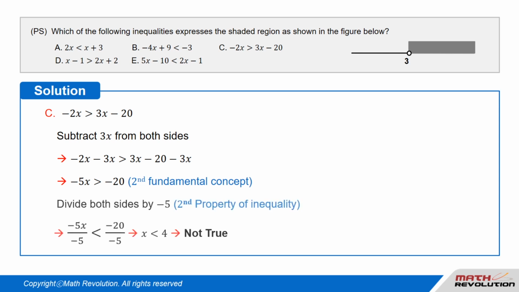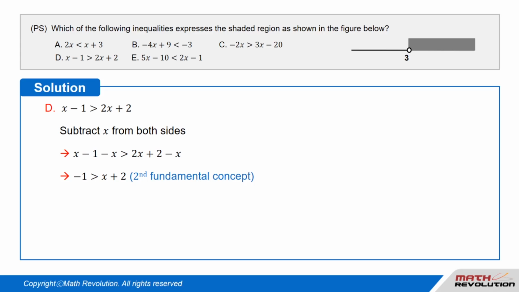Now divide both sides of the inequality by negative 5, and according to the second property of inequality, that is the negative rule, which says that when we are dividing by a negative number, the inequality sign will change. We get negative 5 times x over negative 5 is less than negative 20 over negative 5, or x is less than 4. Thus, this option is not true as we are looking for x is greater than 3.